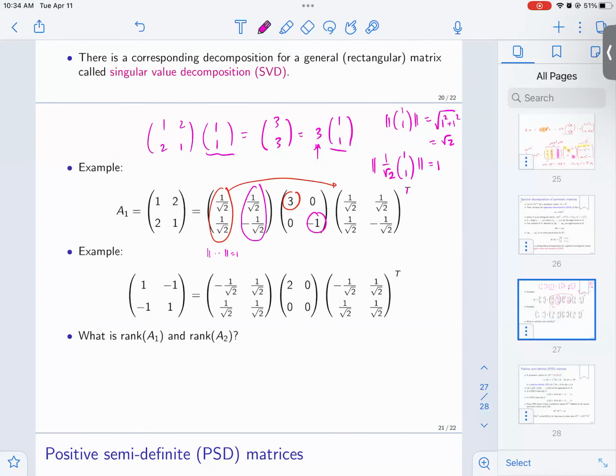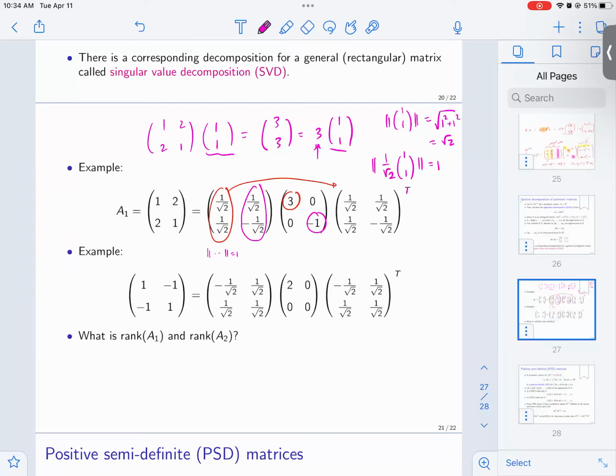So one of the things that this decomposition gives you is that you can immediately see the rank of the matrices. Can anyone tell me the rank of this one? Two and one, yeah. From this, it's easy to see that this is a multiple of this one, so the rank in this case is 1.